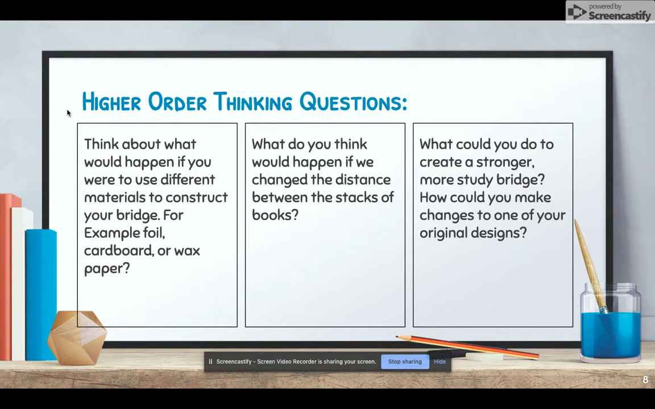Some higher order thinking questions that I came up with would be, think about what would happen if you were to use different materials to construct your bridge. For example, if we were to use foil, cardboard, or wax paper. What do you think would happen if we changed the distance between the stacks of the books, either moving them closer or farther apart? And what could you do to create a stronger or more sturdy bridge? And how could you make changes to one of your original designs? So these are just a few of the higher order thinking questions that can also be incorporated into a lesson like this.